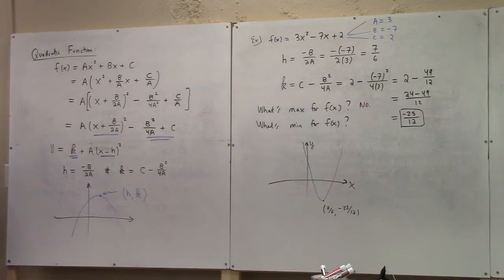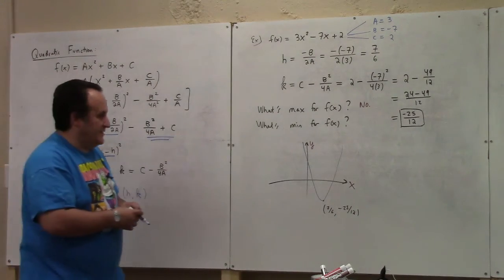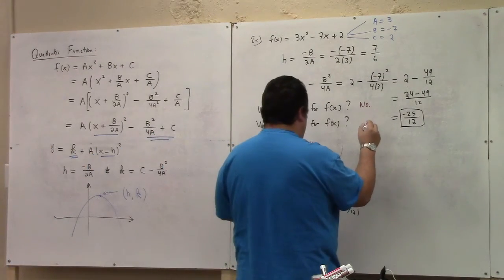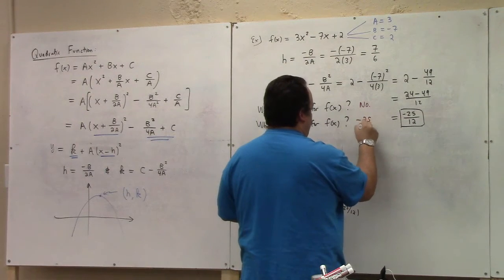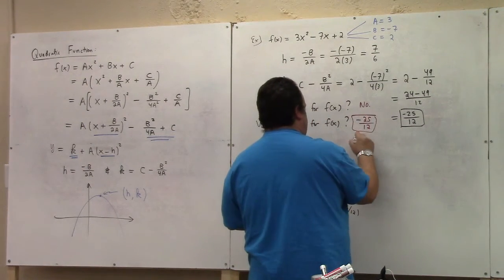What's the minimum for f of x? That point right there, it's k. Yeah, it's k. So the minimum for f of x is minus 25 over 12. That's the minimum. That's the global minimum.